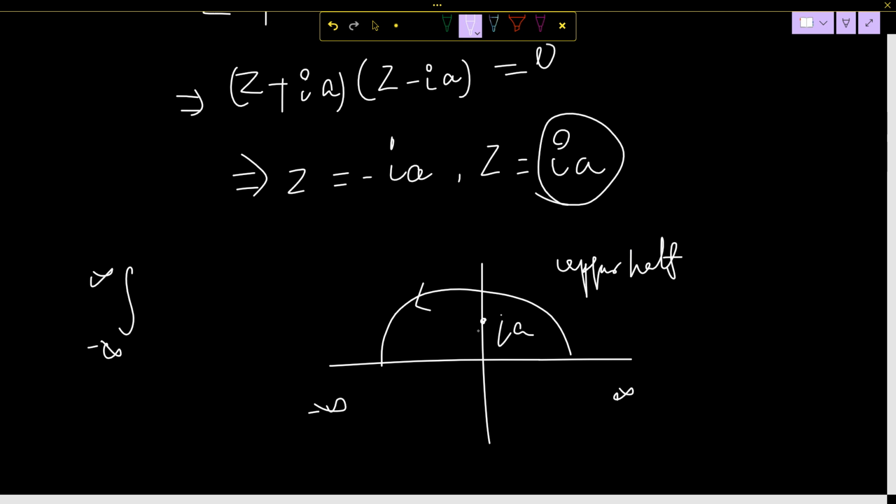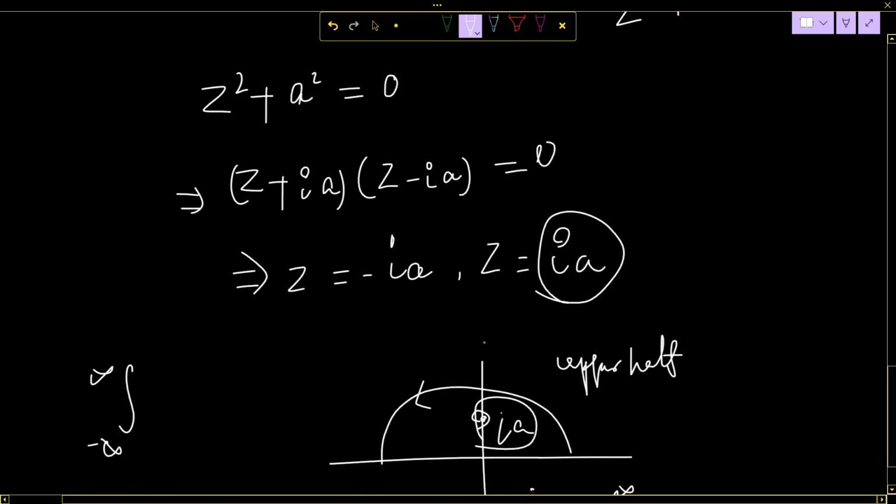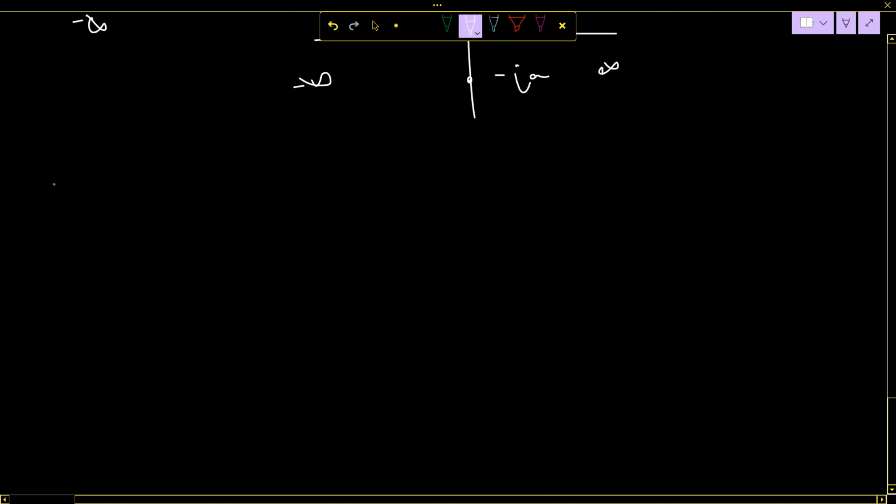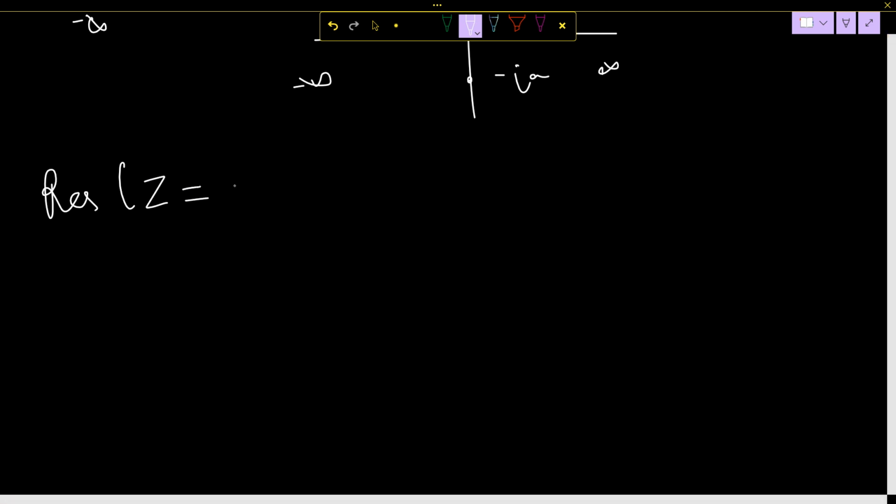This will be your z is equal to plus ia, and this will be your z is equal to minus ia. So which part is the upper half? Only plus ia is in the upper half. So we will take only z is equal to plus ia to calculate the residue. So we'll calculate the residue at z is equal to ia, isn't it? Z is equal to ia is equal to how much?